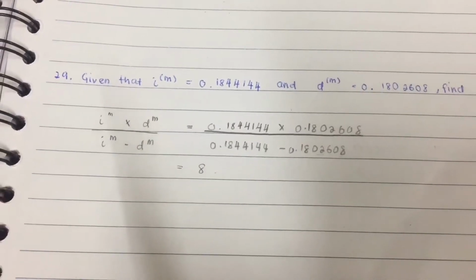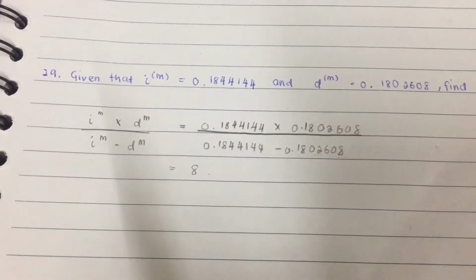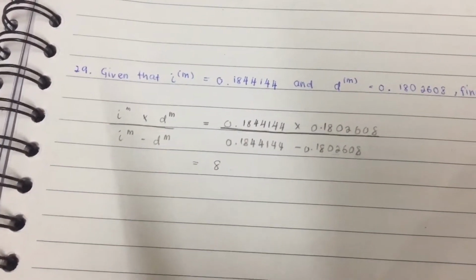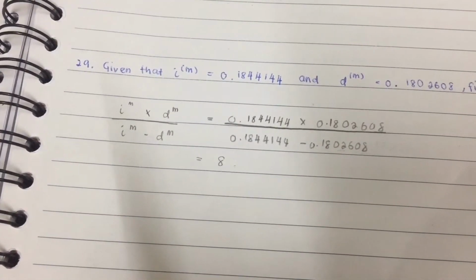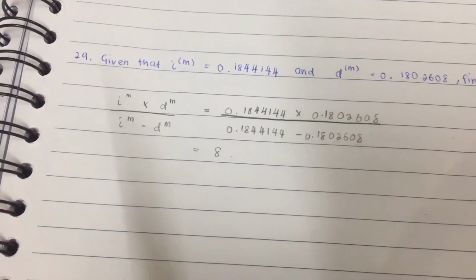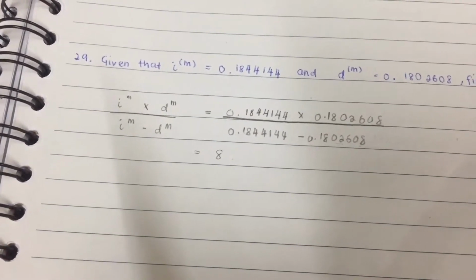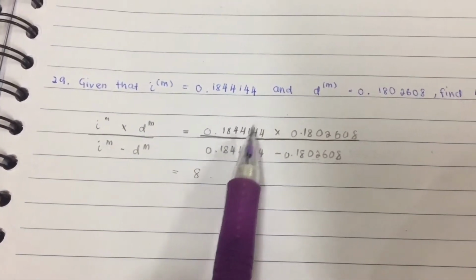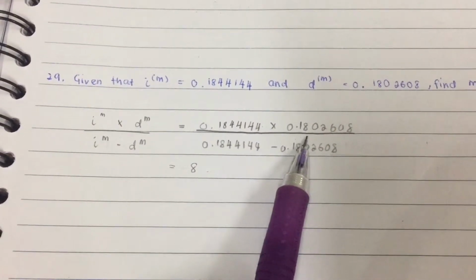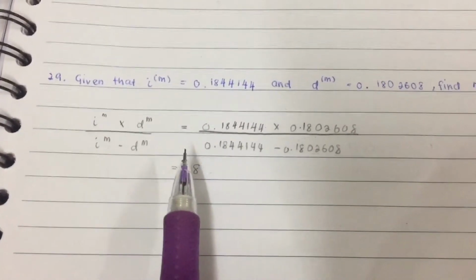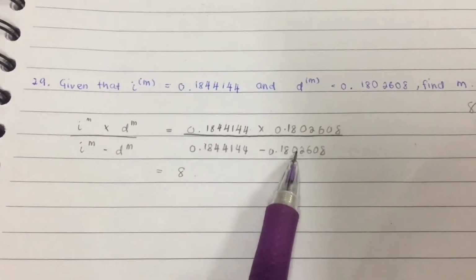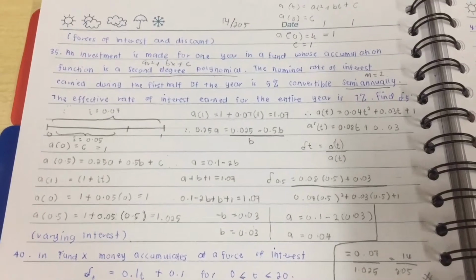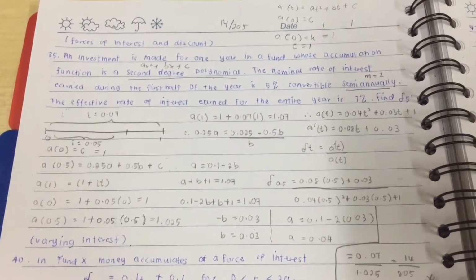For the question number 29, given that I power M equals 0.1844144 and D power M equals 0.1802608, find M. So we use the formula M equals I power M times D power M divided by I power M minus D power M. So I power M is 0.1844144 times D power M 0.1802608 divided by I minus D power M. So equals to 8.